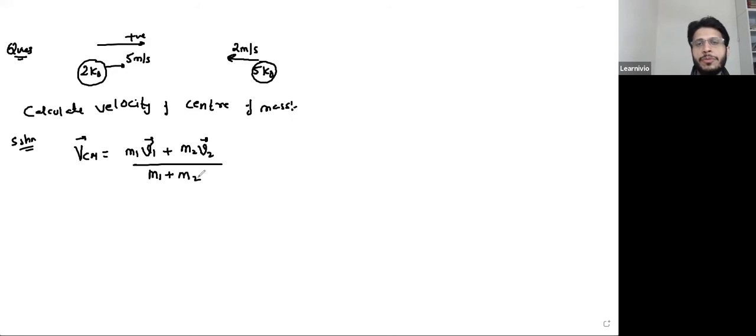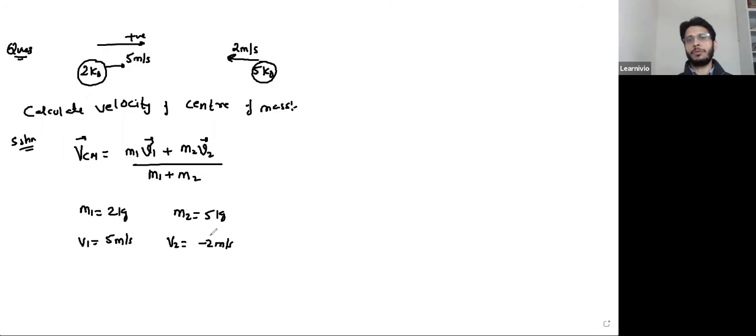Capital M, I can write m1 plus m2. Here m1 is 2 kg, v1 is 5 meter per second. It's one dimensional motion, so I can drop the vector sign here. m2 is 5 kg, but your v2 will be minus 2. It's moving in the opposite direction, so this velocity should be negative. So the velocity of center of mass is 2 into 5 plus 5 into minus 2.